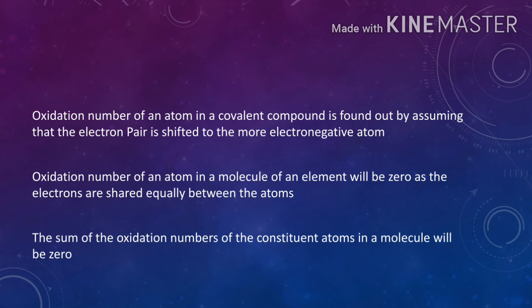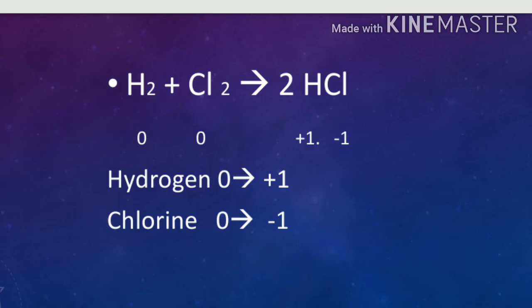Another important factor: the sum of the oxidation numbers of the constituent atoms in a molecule will be 0. Here we know the oxidation number of hydrogen is +1 and the oxidation number of chlorine is -1. So the sum will be 0. So the sum of the oxidation numbers of the constituent atoms in a molecule will be 0.